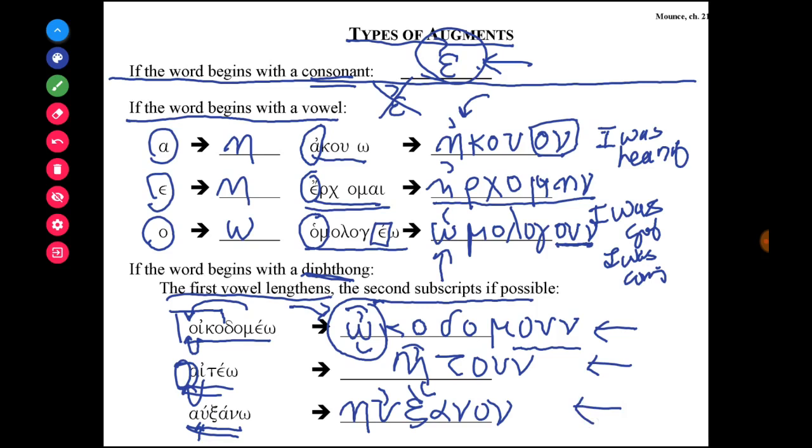And the important thing to note here is not so much the suffix endings as we're trying to go over the rules of the augment, where if you have a diphthong, the first one goes long. If the second one's an iota, it subscripts. If it's not an iota, it does not subscript, and just keep the first vowel long.